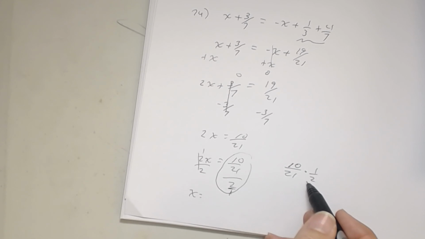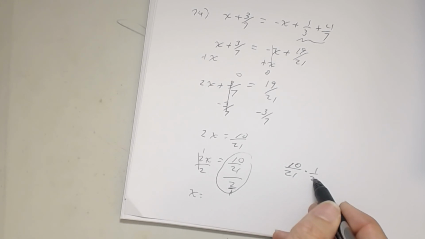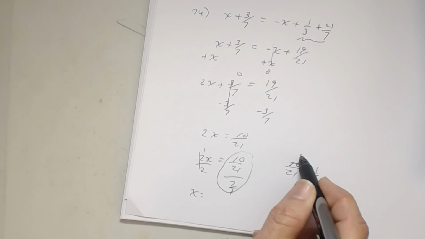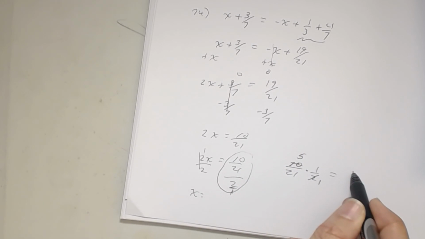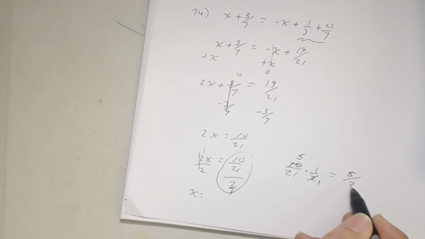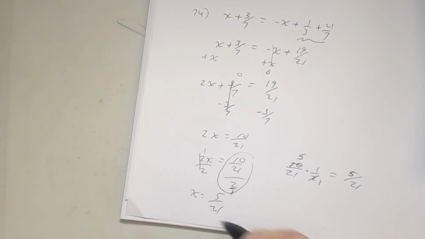It's easier here to reduce first. So let's go ahead and reduce. 2 into 2 is 1. 2 into 10 is 5. So what's the answer? 5 over 21. So that's the answer.